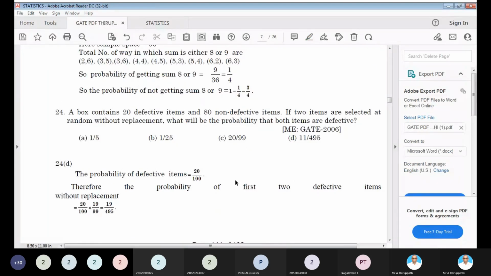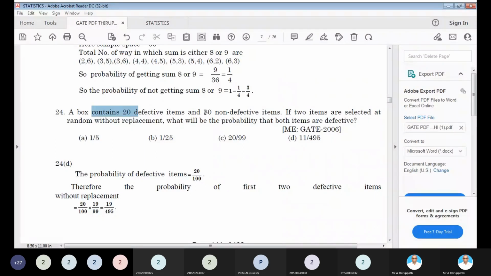A box having 20 defective items and 80 non-defective items. Please note it down. If 2 items are selected at random without replacement, what is the probability that both items are defective? First, what is the probability of defective? 20 defective and 80 non-defective, so totally 100 items are given. Probability of a defective item is 20 by 100, probability of a non-defective item is 80 by 100.